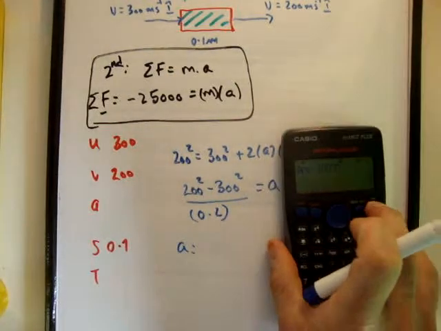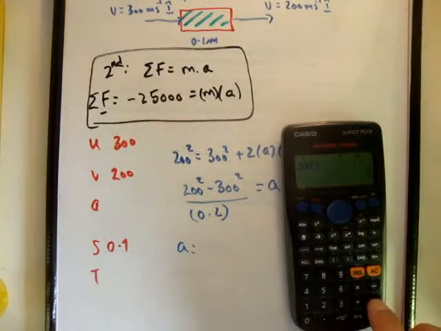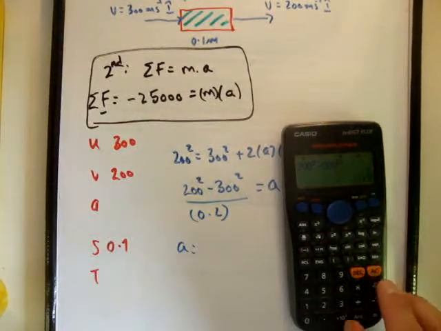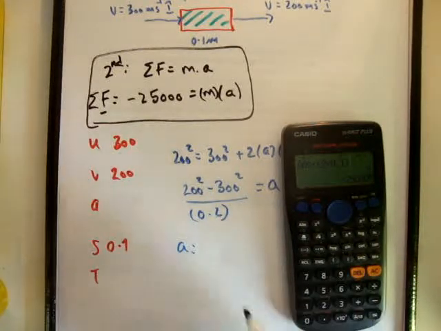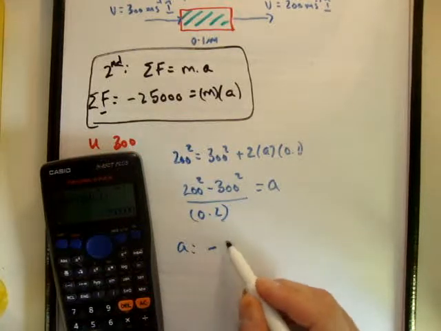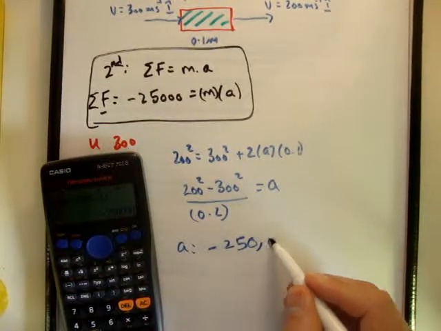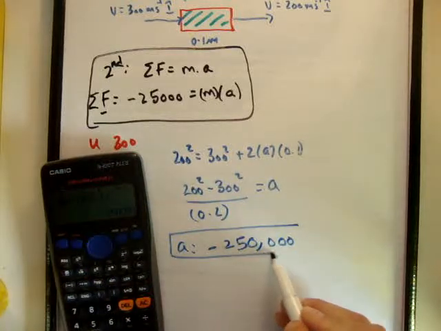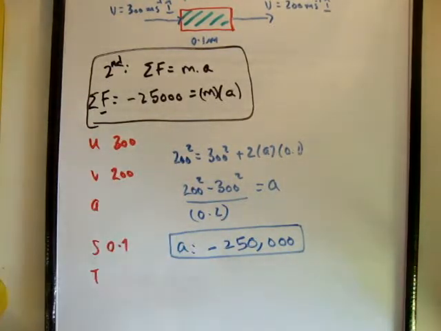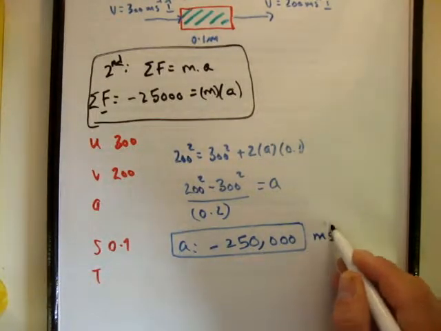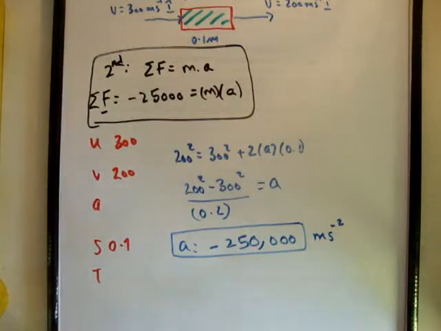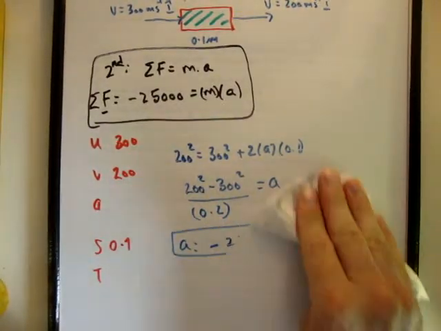Alright, so let's just pull out the calculator. So we get 200 squared minus 300 squared, divide that by 2 times 0.1, and you get the acceleration is equal to negative 250,000. Alright, so I'm just going to note this down here out of the way. Of course, the unit on this is meters per second squared. Units are very, very important. So that seems to be a very, very large deceleration.